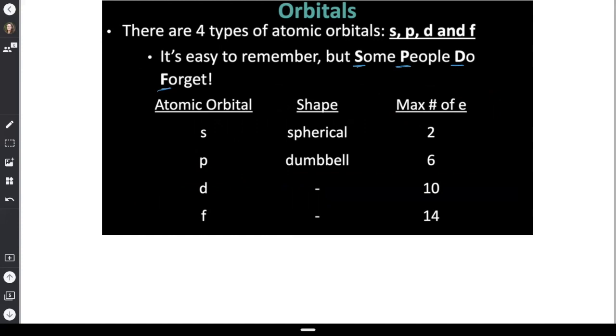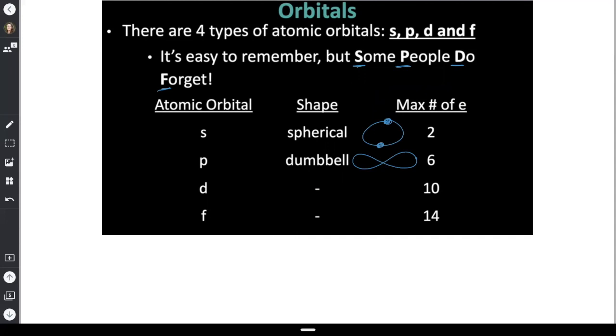All right, and so when we look at our s orbital, it has a spherical shape. So imagine it like a ball. And it can hold a max of 2 electrons. Then you have your p orbital, which has a dumbbell shape. What we call the dumbbell looks kind of like an infinity sign. And that p orbital can hold a max of 6 electrons.